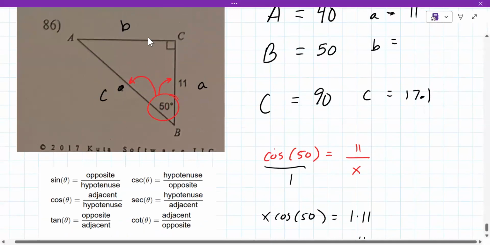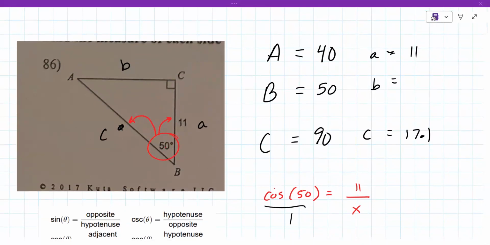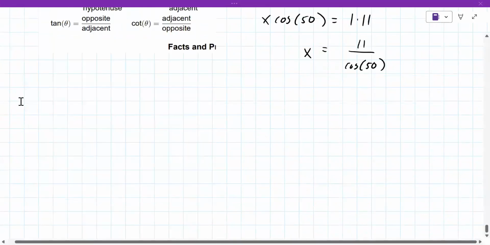To find the other side, B, there are lots of options when you have the third side. You can either use the trig or you can use the Pythagorean theorem. Either way will work out just fine. All right, so let's quickly look at 87 and actually find the value for 87.